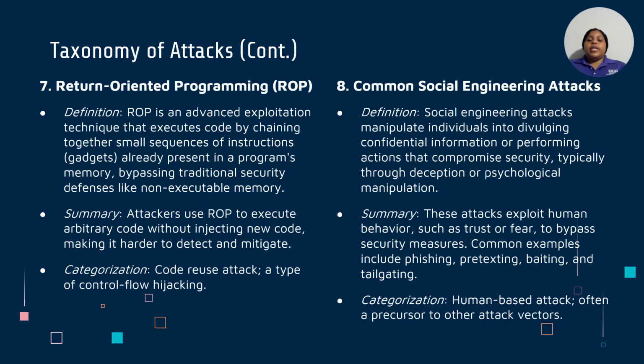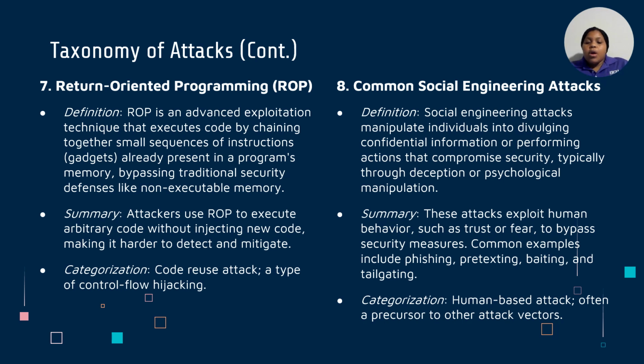Alrighty, and then going to our last couple, we have return-oriented programming. The acronym for this is ROP. ROP is an advanced exploitation technique that executes code by chaining together small sequences of instructions already present in a program's memory, bypassing traditional security defenses like non-executable memory. Attackers use ROP to execute arbitrary code without injecting new code, making it harder to detect and mitigate. The category for this type of attack is a code reuse attack.